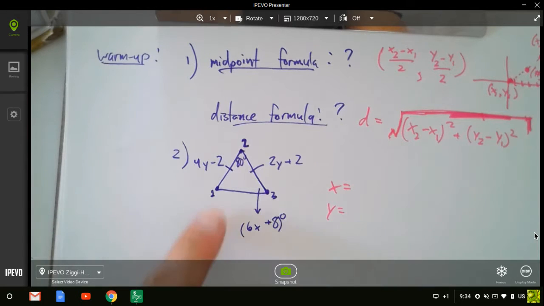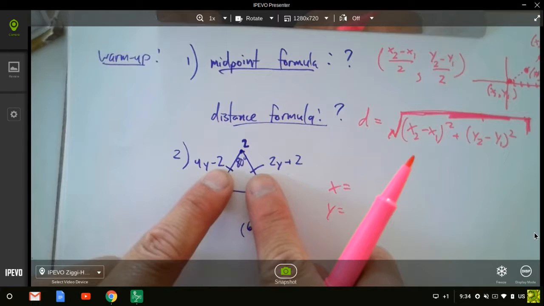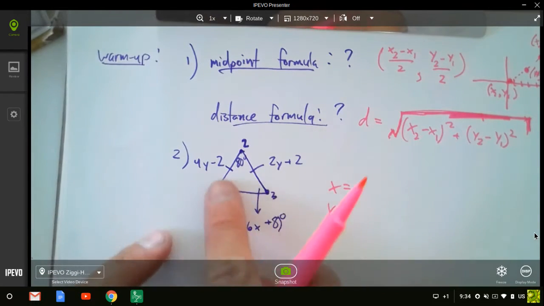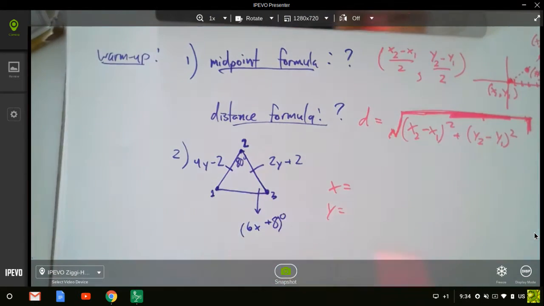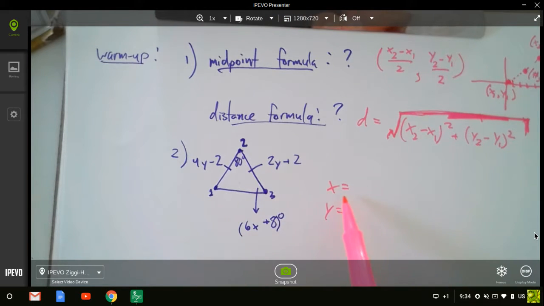Well, it's an equilateral triangle, right? Or no, the two sides are equal, so you can equal them. Okay, so you're talking about for the y, right? Okay, so for the x, yeah. For the x or the y? I solved for the y first.